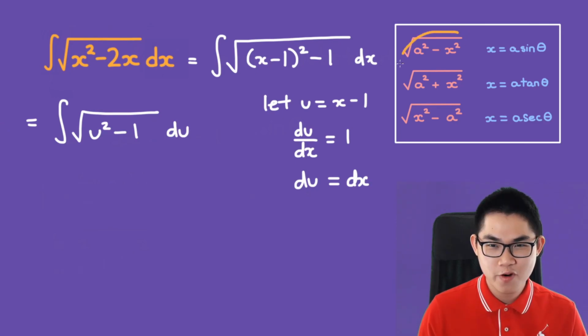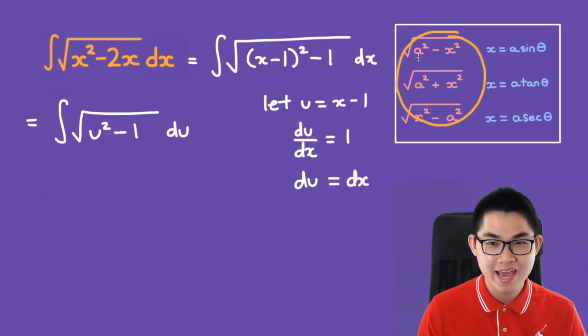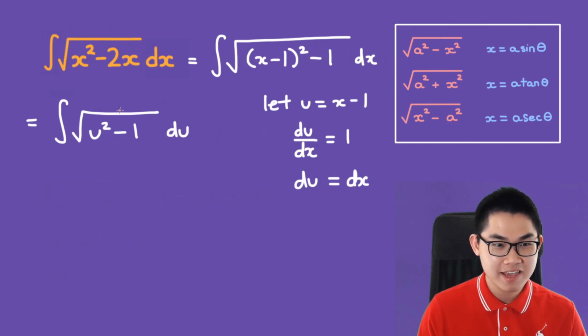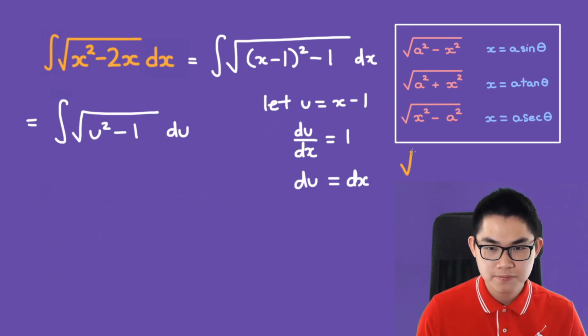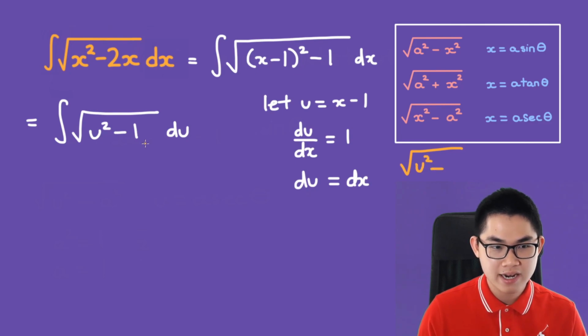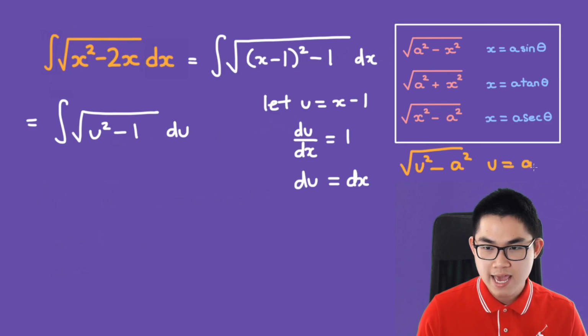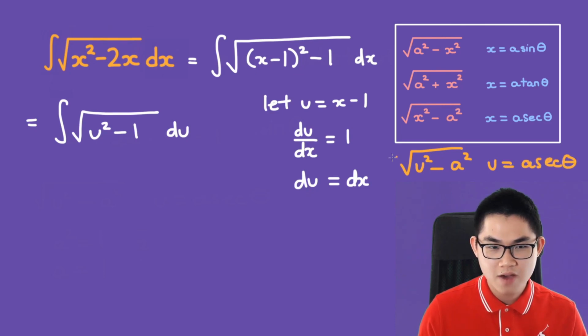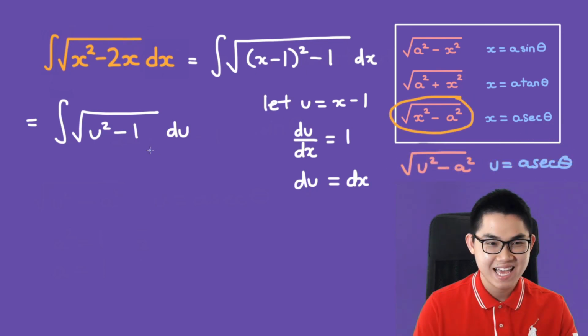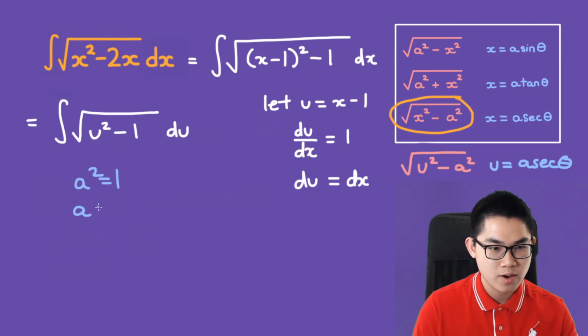In these three forms, we can see that x is the variable and a is the constant. So same thing here, we have u as the variable, u squared minus 1, and 1 is a squared. So we have u equals a secant theta. So obviously it belongs to this form. And in the square root, we can see that a squared is 1. So a is 1, and u is equal to a times secant, which is 1 times secant, and we can just write it as secant.